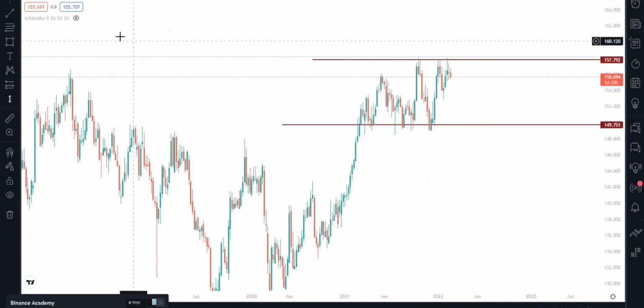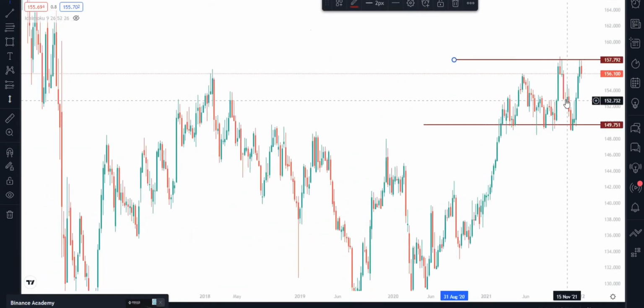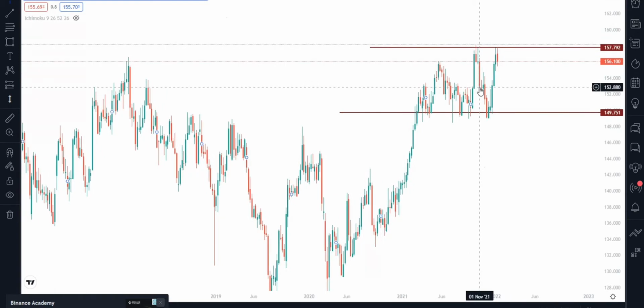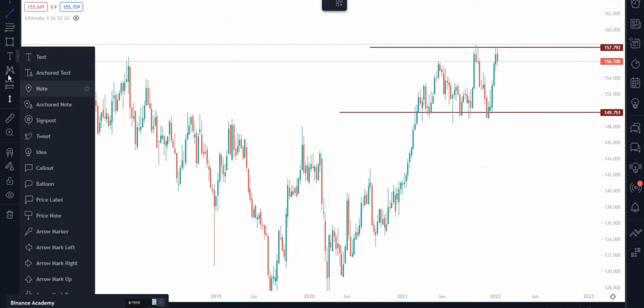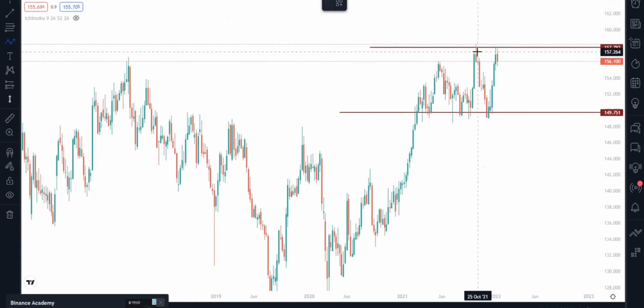So let's get started. Let's use our replay tool. When the market was around here, what was happening? We could see that the market was rejecting a resistance around here, and we could also see that the market was creating a W formation, that is a W pattern here.